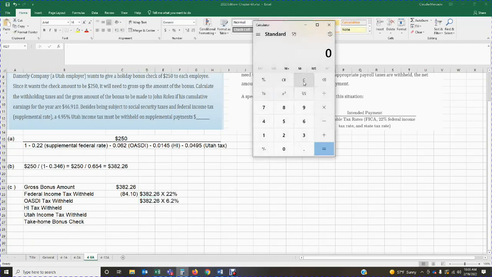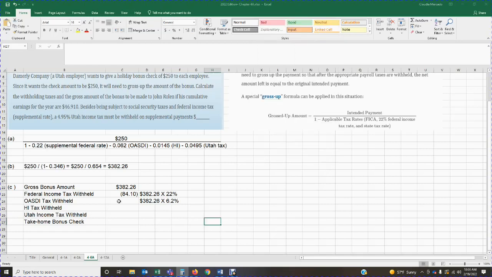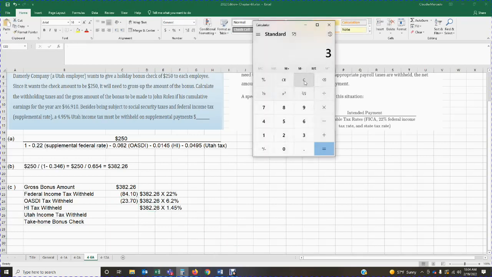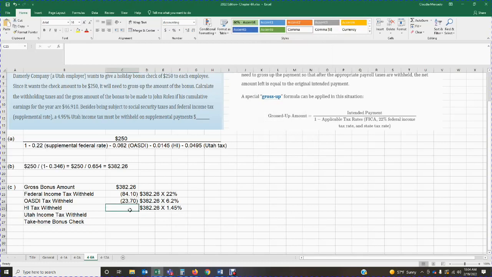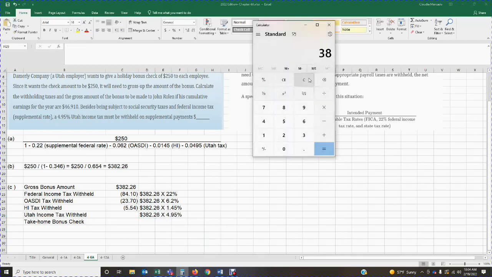That's going to be 382.26 times 6.2%, and that's going to give me 23.70. For HI, it'll be 382.26 times 1.45%. That'll give me 5.54. For the Utah tax, it's 382.26. My tax is 4.95%. That is provided to you in the problem right there. That's where I'm getting the number from. 382.26 times 4.95% gives me $18.92.